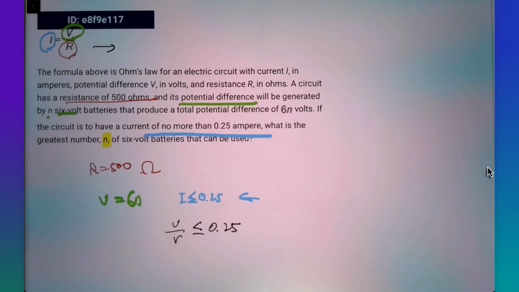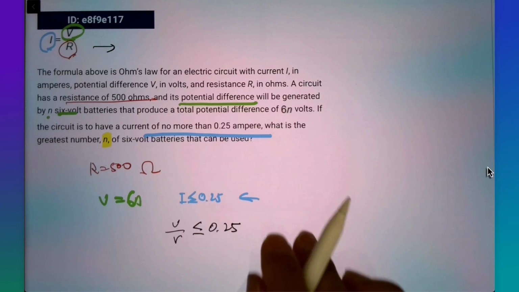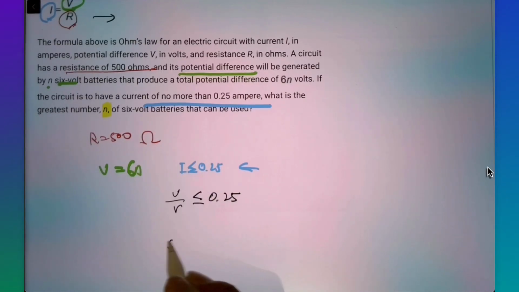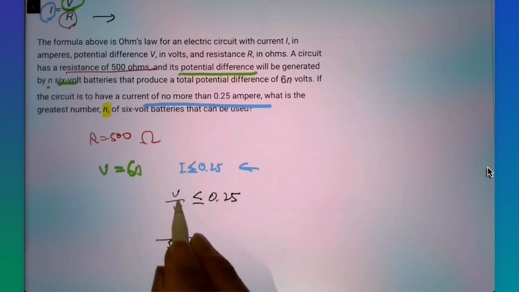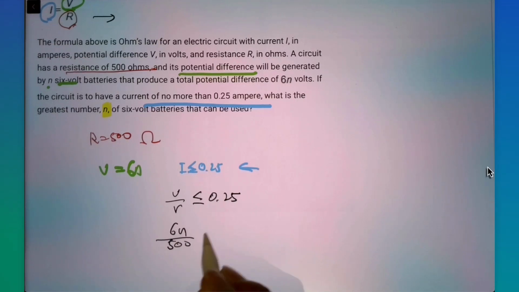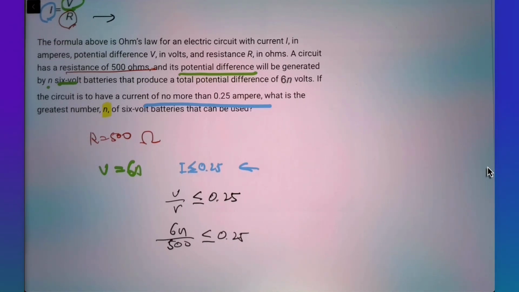And now you can plug it in. R equals 500, and you can ignore the unit, such as ohm. And V is 6N. Once you plug it in, let's multiply 500 on both sides and use my calculator, or you can use decimals. So 500 times 0.25, and now divide it by 6.